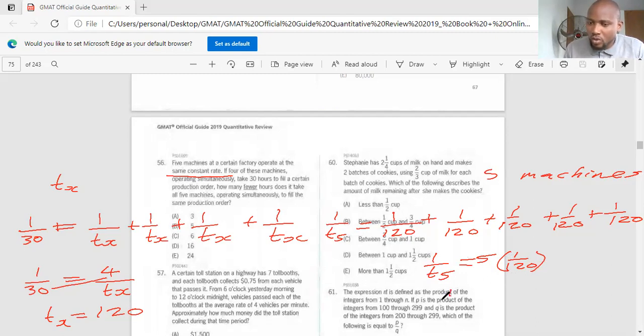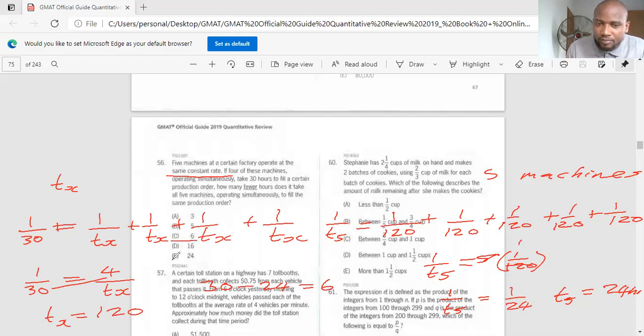This gives you 1 over T5 is equal to 1 over 24, because 5 in 5 is 1 and 5 in 120 gives you 24. Now you invert this, and you can see that T5, the time it will take 5 machines to do the job at the same rate, is going to be 24 hours. Remember, the question asks for how many fewer hours. While 4 machines took 30, 5 machines took 24 hours. The difference is 6 hours. So your answer is what?